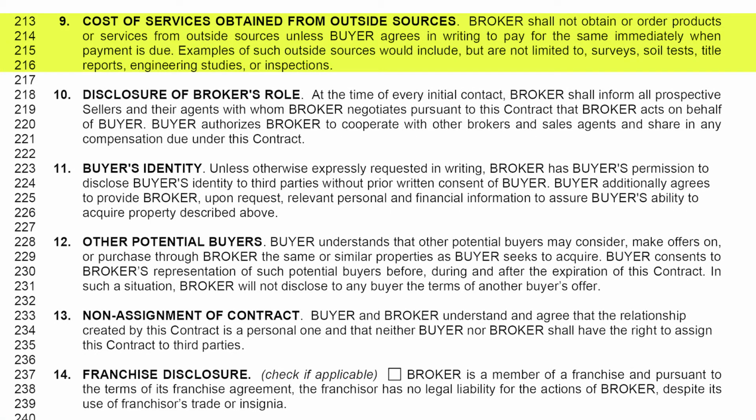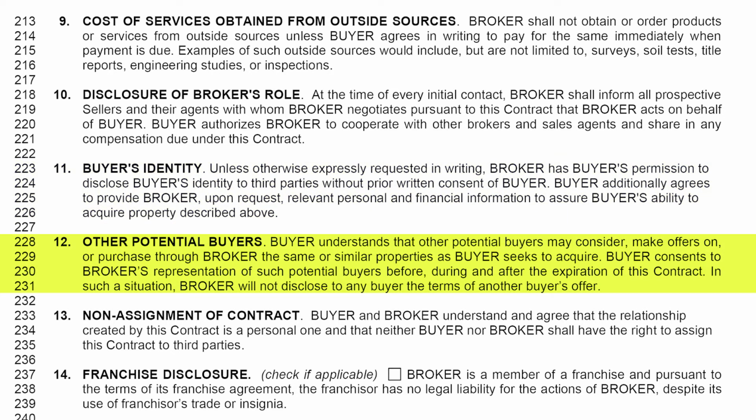Paragraph 9 is the cost of services paragraph. You as an agent will not be responsible for choosing, ordering, or paying for other services, such as inspections or surveys, unless buyer authorizes so in writing. Paragraph 10, disclosure of broker's role. This paragraph states that you, as a buyer's agent, must disclose to other brokers, agents, and sellers that you are working as a buyer's agent. Paragraph 11 authorizes you to disclose the buyer's identity. Although the buyer does give you the right to disclose their identity by signing this contract, it is always a good idea to keep information confidential.